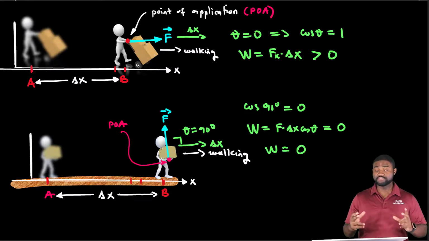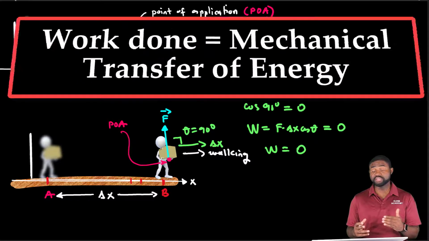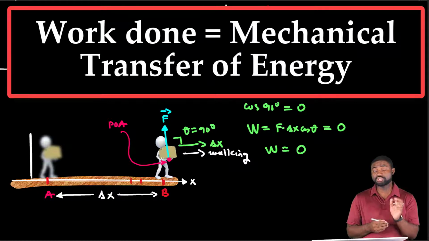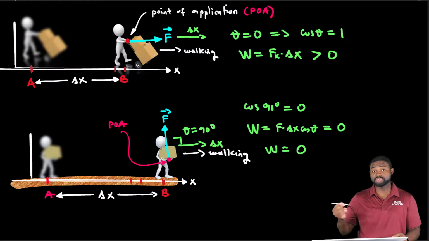So this solidifies the fact that energy can only be transferred into or out of the system if the displacement of the point of application of the force is along the line of action of the force. In this case, the line of action of the force is upwards. The displacement of the point of application of the force is horizontal. So the angle is a right angle, which means that no work is done.